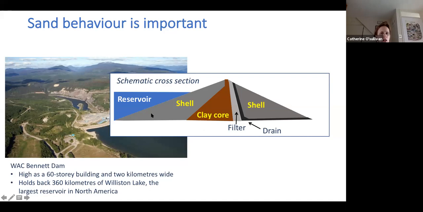And then to protect that clay core, we have these shells and we have a filter. During the operation of the dam, water is continuously seeping through the reservoir. But if your clay core is intact, very little water gets through it. Any water that gets through it is picked up by the filter and taken away. So we don't get a buildup of water pressure here, which could impede the stability of the dam.